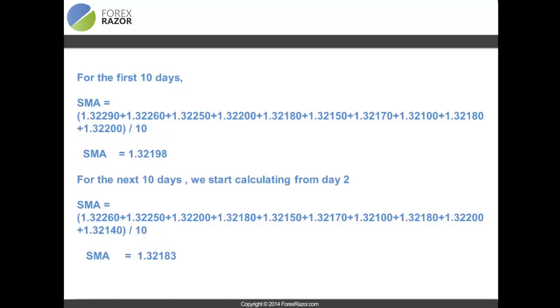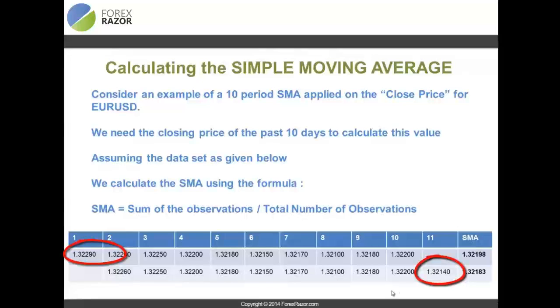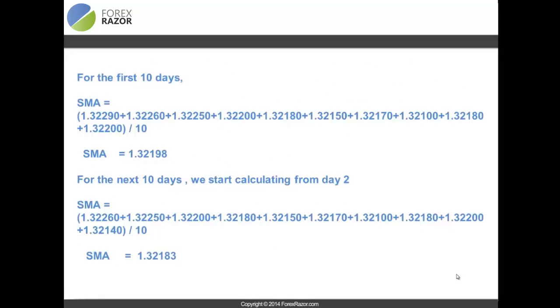Now for the next 10 days, starting from day 2 up till day 11, we discard the price data for day 1 and use the new price data available for day 11. Therefore, the number of observations taken into consideration remains 10. However, the price data has been updated with the latest available data. So we consider the close price starting from day 2 up to day 11 for the second SMA.